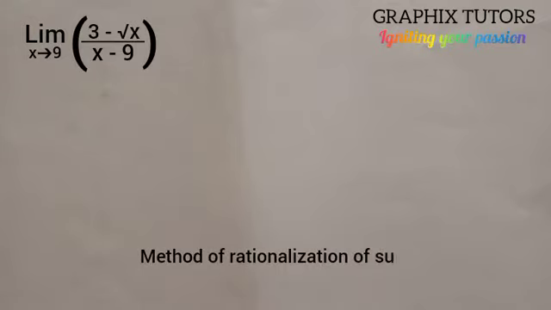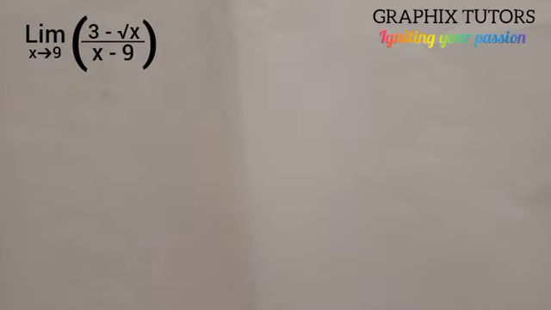rationalization of surds. So the first thing you have to do is multiply the top and the bottom by the conjugate of 3 minus root x. The top of the division sign, we'll call it the numerator, and that is 3 minus root x, while the bottom, below the division sign, is called the denominator. So we are going to multiply the numerator and the denominator by the conjugate of 3 minus root x. What is the conjugate of 3 minus root x? That is 3 plus root x.